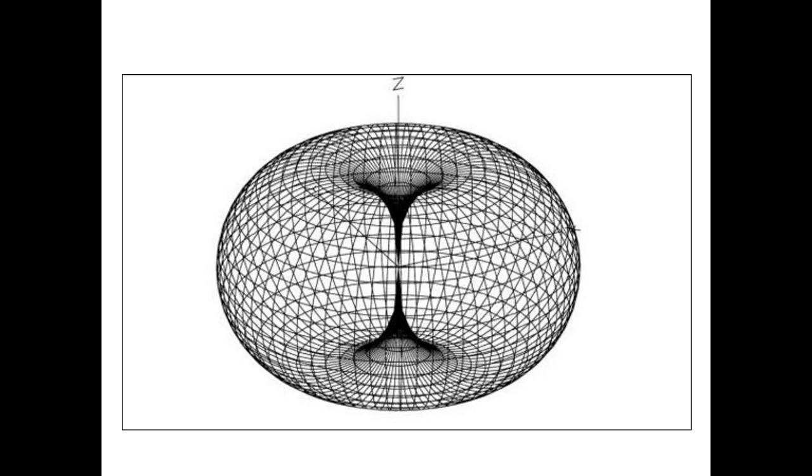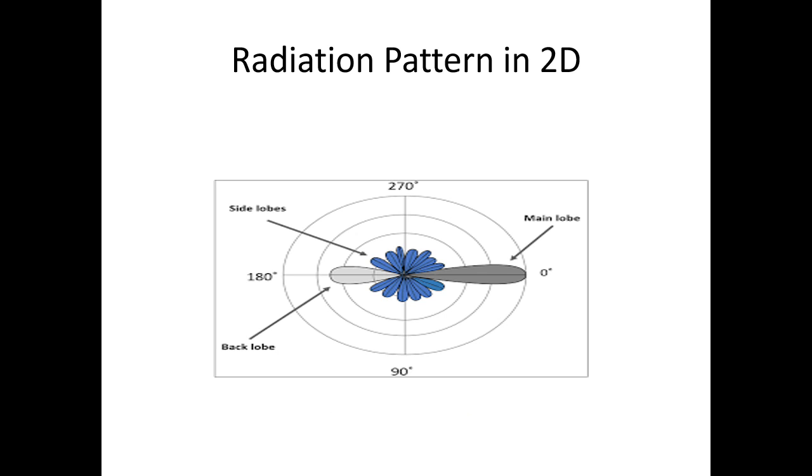This is an example of a radiation pattern of an antenna which is non-isotropic. We can think of it as a typical antenna radiation pattern. Usually it is also noticed that the radiation pattern is symmetric along the z-axis, so it is good enough to plot it in only two dimensions.